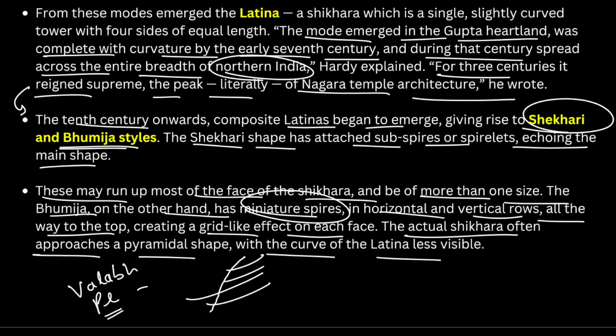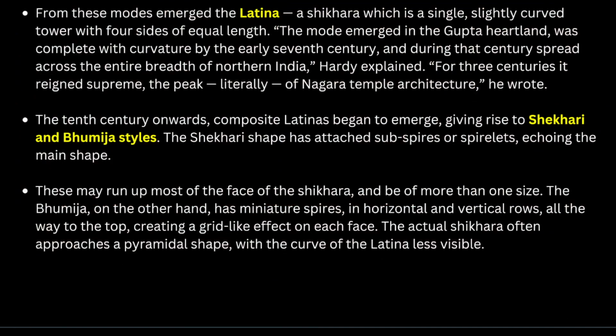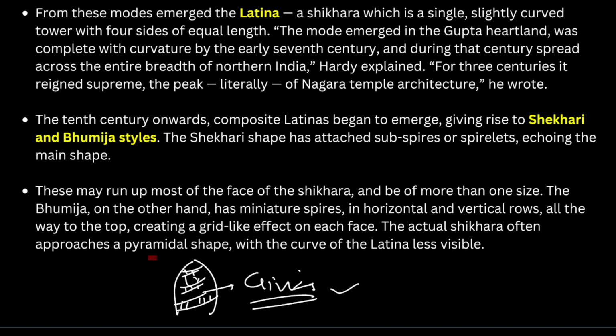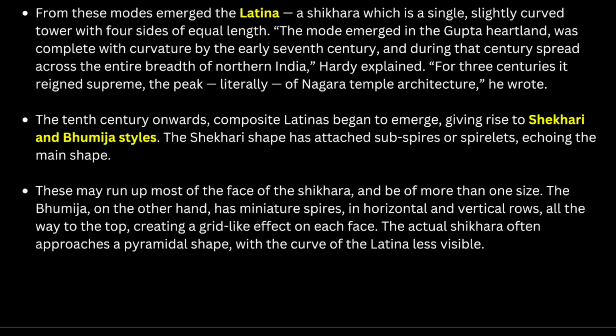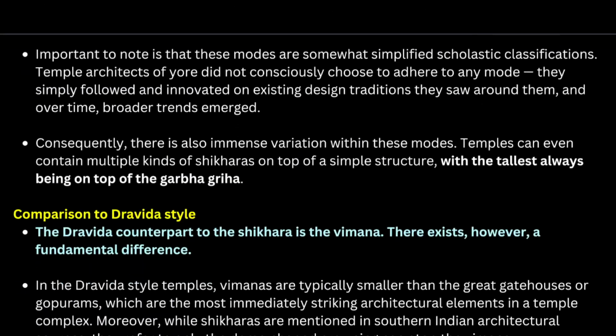So these are basically developments from the Latina shape. So basically, let's say this is the shape, and now if you give it spirelets, then it becomes the Shekhari shape. And if you give it horizontal spirelets like this, then it becomes the Bhumija shape. So it just gives it a grid type shape. Okay, so just remember the names of the 5 styles of the Nagar architecture.